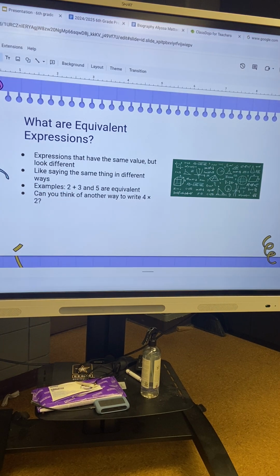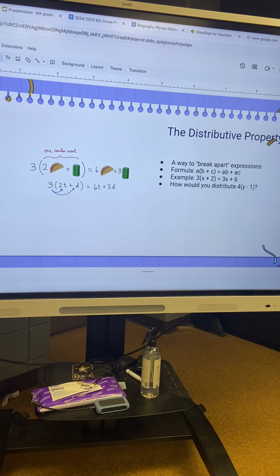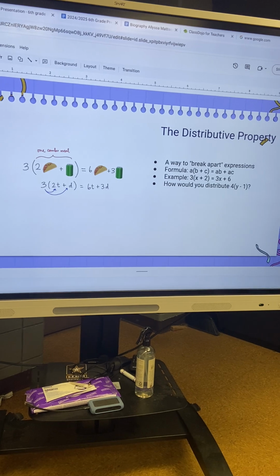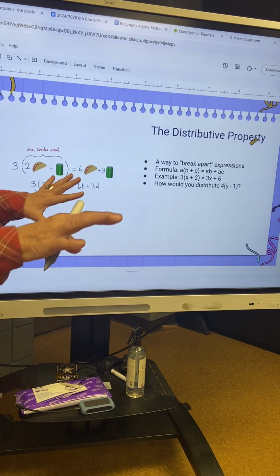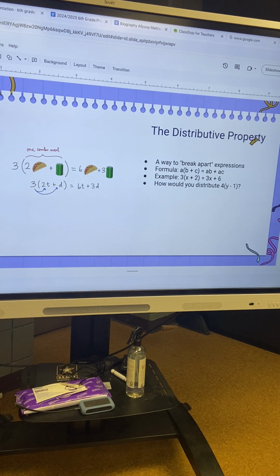So what are we using to get equivalent expressions? We're using the distributive property. We talked about that this morning, right? Or today, this afternoon. The distributive property. In the distributive property, we're just giving things out, right? We're giving something out or away.